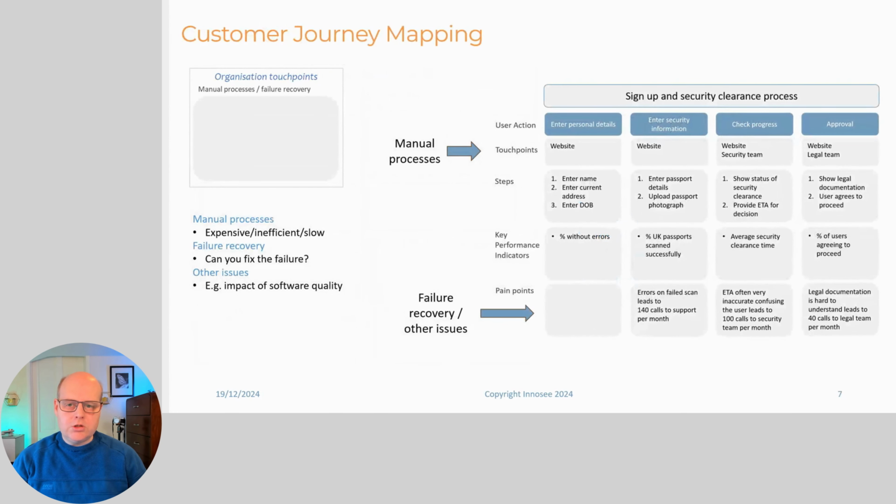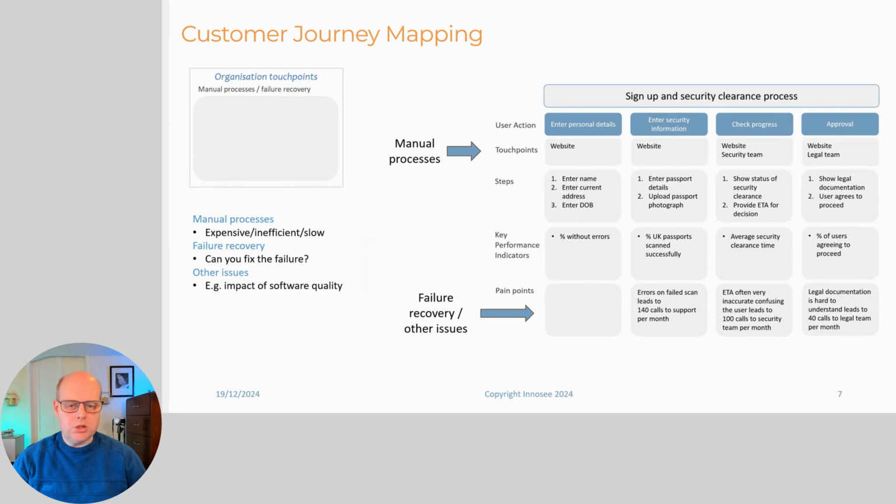So looking at organizational touchpoints, one of the techniques for understanding a customer's view of the world is called the customer journey map. And you can see an example here, and this one considers the sign up and security clearance process. Obviously this is just made up.